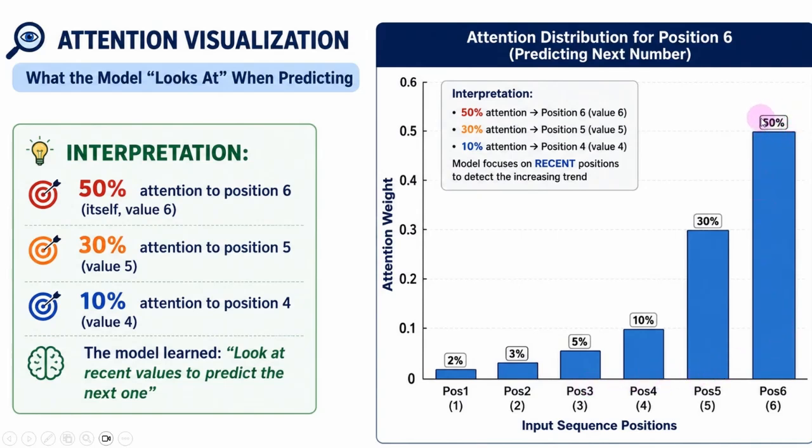Notice the pattern: 50% attention to itself, 30% to position 5, and 10% to position 4. The model has learned that the most recent numbers are the most important for predicting the next one. This is exactly what we want. The attention mechanism has automatically discovered that the sequence is arithmetic and that the immediate predecessor carries the most information. You can extract these weights from our code by capturing the attention_weights output from the attention function.